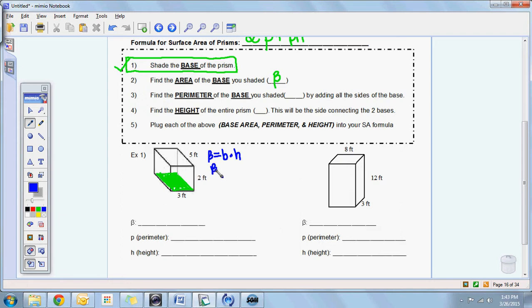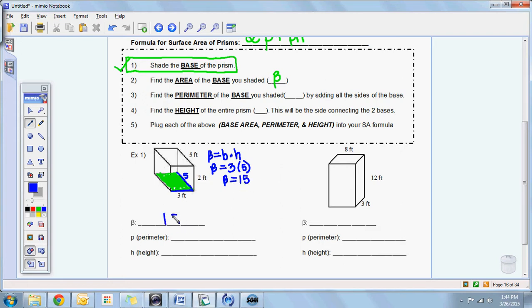So my base area is going to be 3 times, whoops, I don't see anything right here. This would be the height, but I don't see anything. So for a prism, you know that this shape extends all the way up, so it's actually the same as this shape up here. So this length right here is going to be the same as this length. So this 5 is going to be the height of my base. You see how it extends? So I'm going to do 3 times 5. So the area of my base is 15.